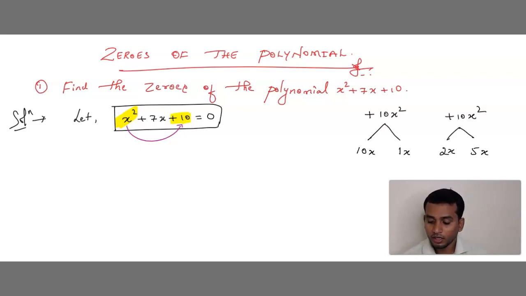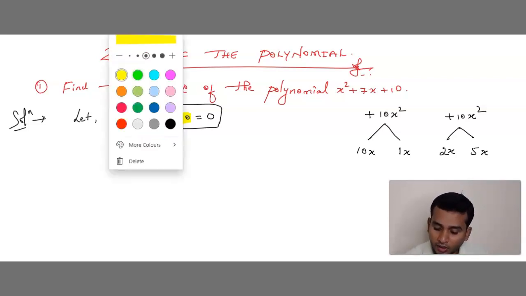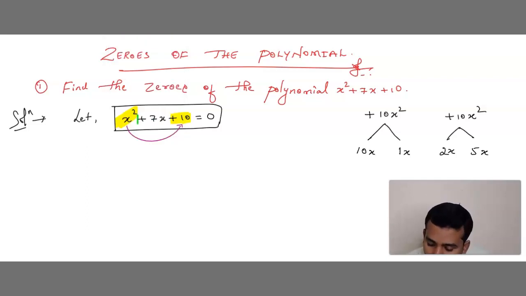Now what we should do is very simple. What is the middle term? Middle term is plus 7x. Can you see here? Middle term is plus 7x. Be careful. What is the middle term sign? Middle term sign, that is plus. Middle term sign is plus.